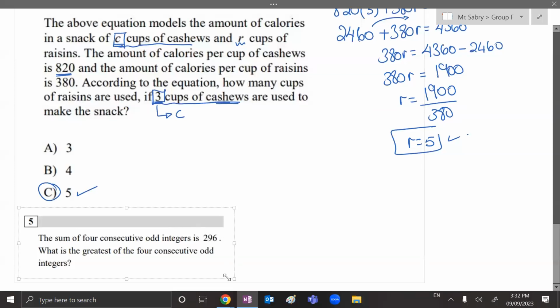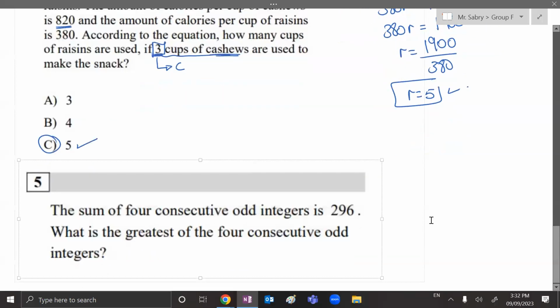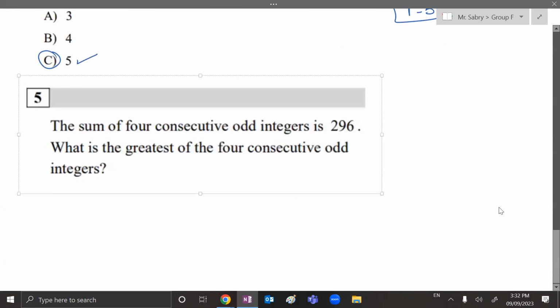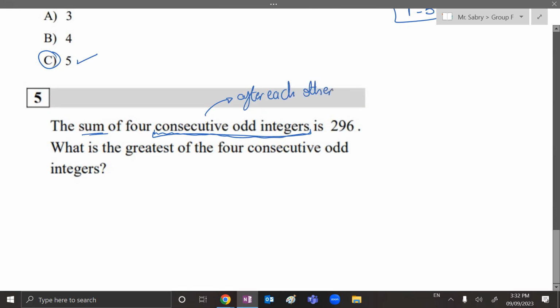Type number 5. This is a pretty harder one than the rest. It says the sum of 4 consecutive odd integers. This is a very important word, the word consecutive. What does the word consecutive mean? After each other. Yes, after each other. What does that also mean? It means, for example, 1 2 3 4 these are consecutive numbers. If I said consecutive, they don't need to be odd, but generally these are called consecutive.